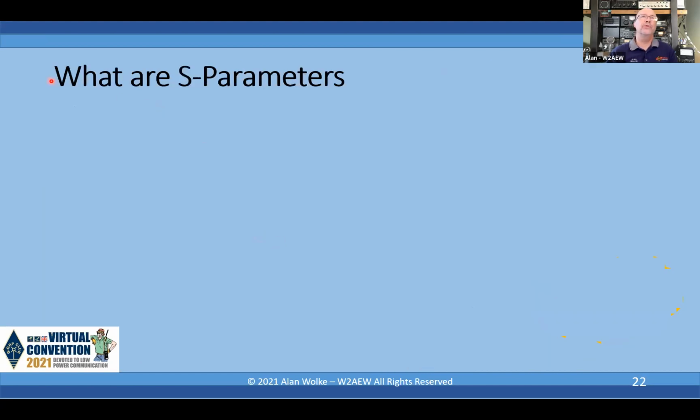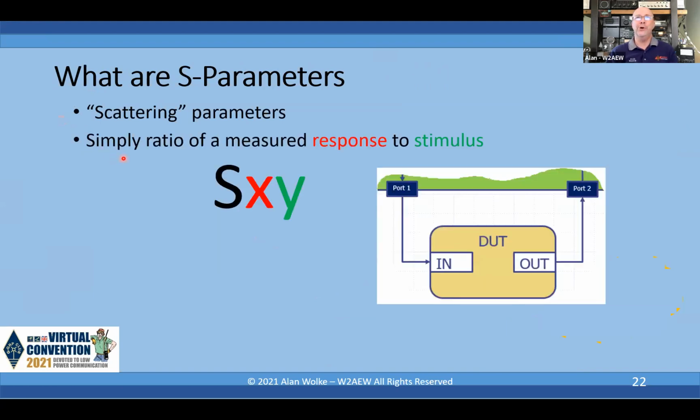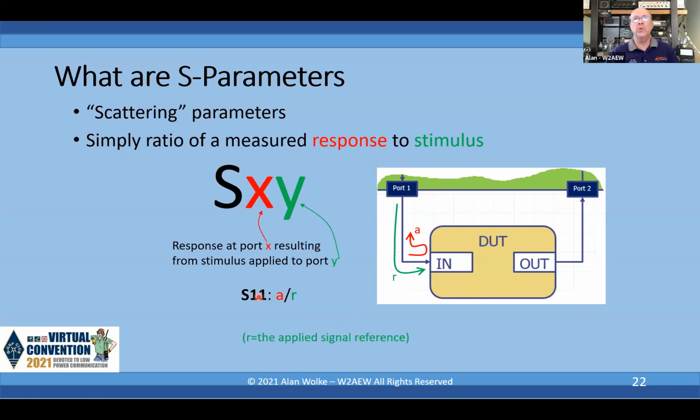Okay, so again, a brief review of what S parameters are. They're called scattering parameters. Does that clear it up for everybody? No, it doesn't for me either. So what it really is, it's simply a ratio of a measured response on port X, the red port here, to the stimulus being applied from the Y port. So it's a response measured on port X, resulting from a stimulus applied from port Y.